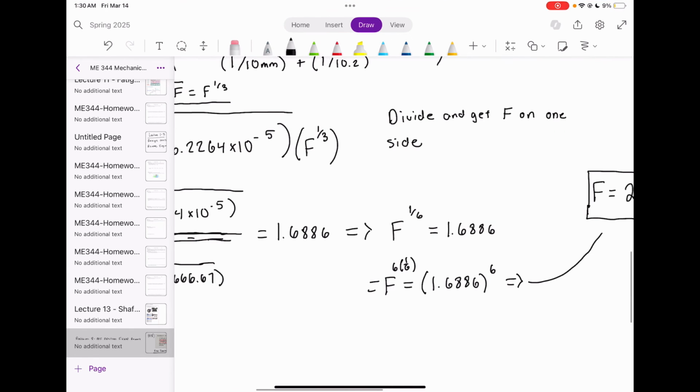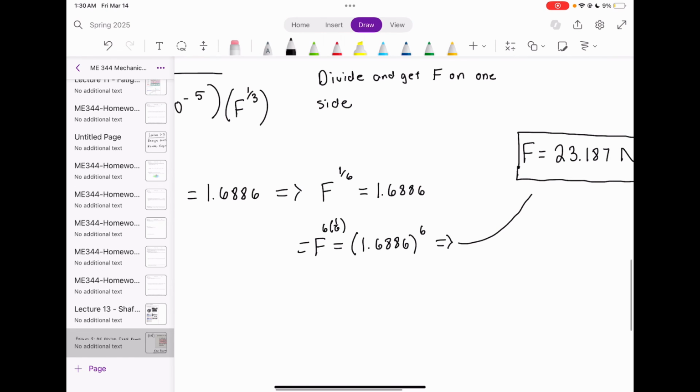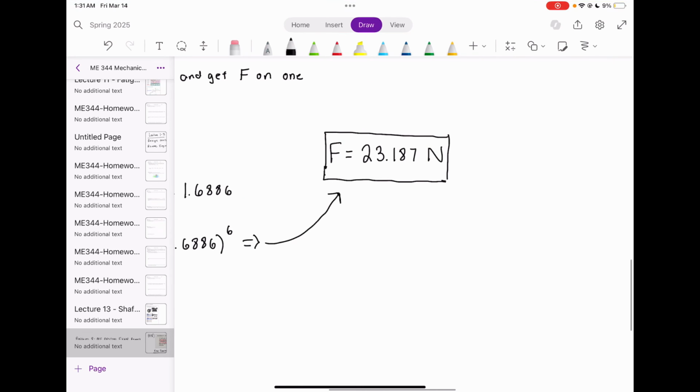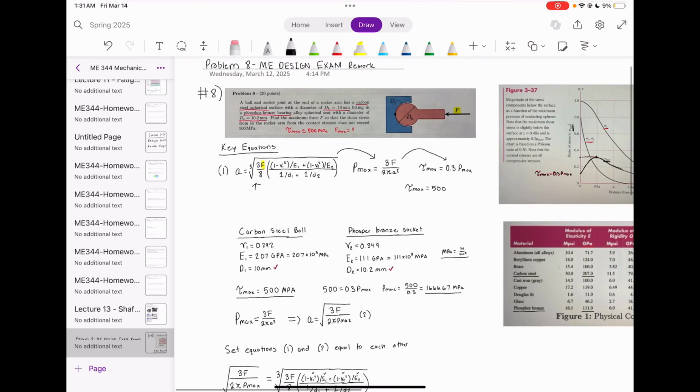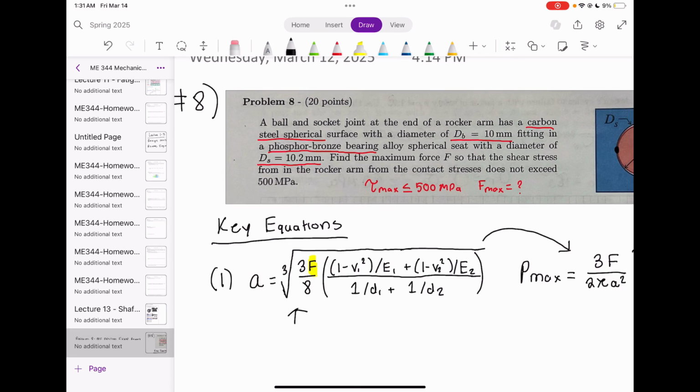And after that, we understand what F is going to equal. F to the 1/6 is equal to 1.6886. And you're just going to take the exponent to both sides. You're going to put it to the 6th power to identify what your F value is going to be. So once you do that, you get that your F value is going to equal 23.187 newtons. And that is the maximum force that the part can withstand before shearing stress exceeds 500 megapascals.